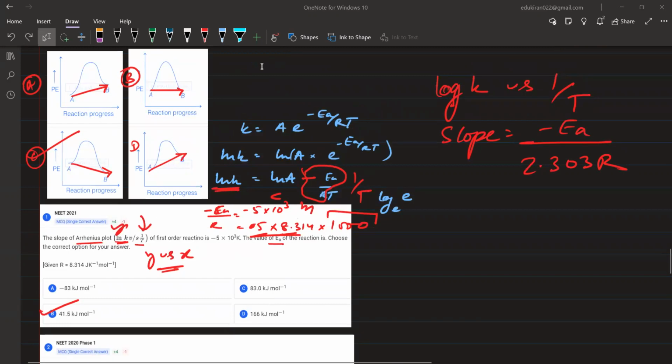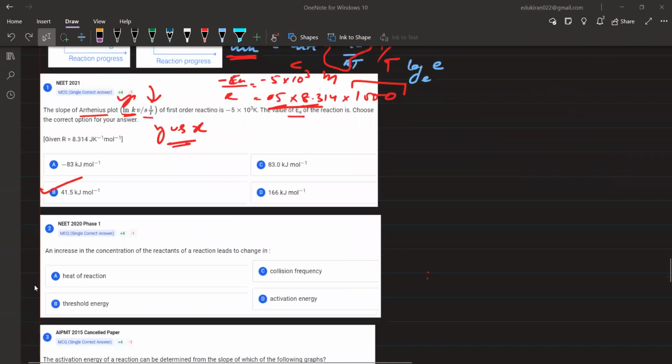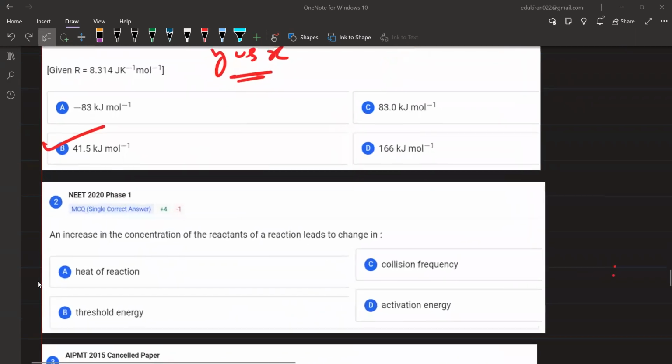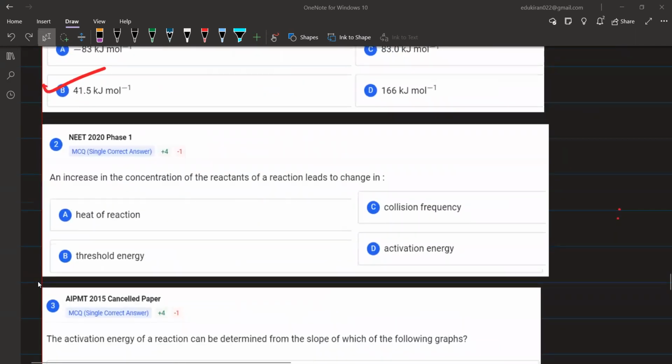Yes, sir. Okay. An increase in the concentration of reactants of a reaction leads to change in. Take 1 minute for this question, not more. What will happen by increasing the concentration?